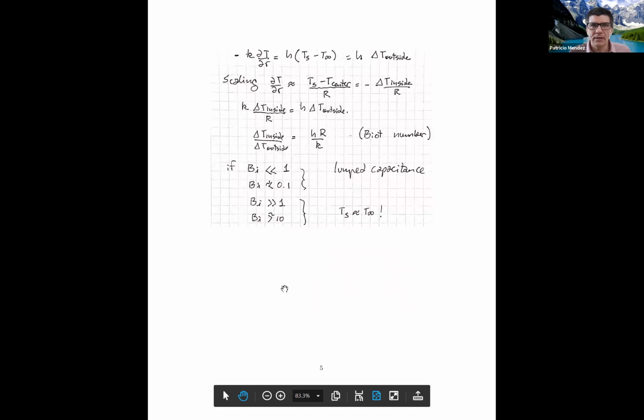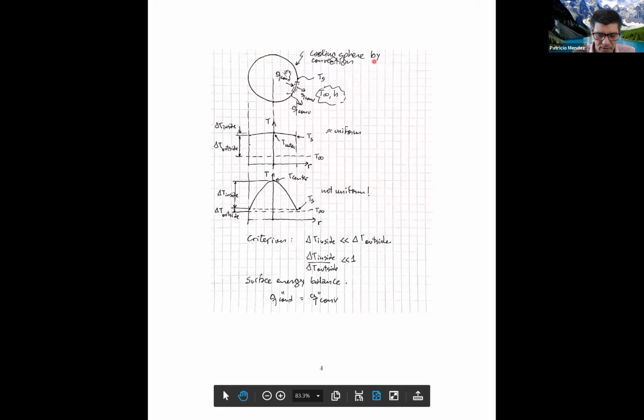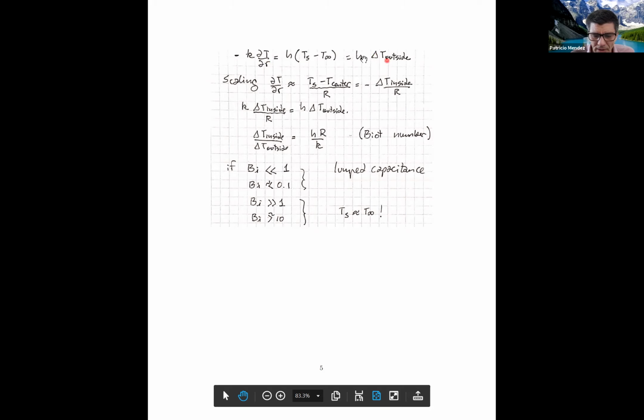So we had written it down and we said the heat transfer by conduction was this, minus K times the gradient of temperature with the radius, and the heat transfer by convection outside is H delta T. And look, T surface minus T infinity is the delta T outside we were talking about here. This is the convection part, H delta T outside. And what is this gradient here, dT/dr?